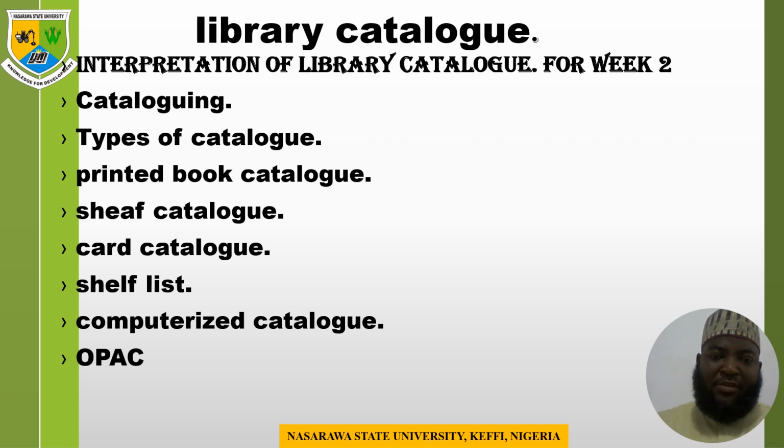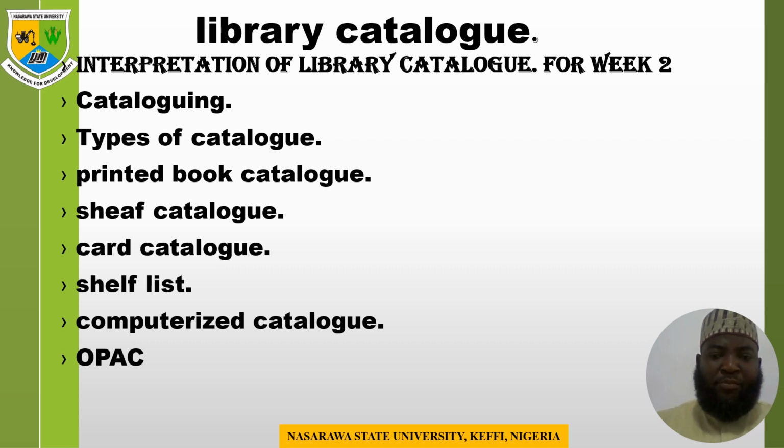Catalog is being defined as an arrangement of bibliographic records in a library, and by this we are going to be having 6 types of cataloging. Here, when we say bibliographic record, we mean those information available on a particular library resource, which can be used in describing that particular resource.